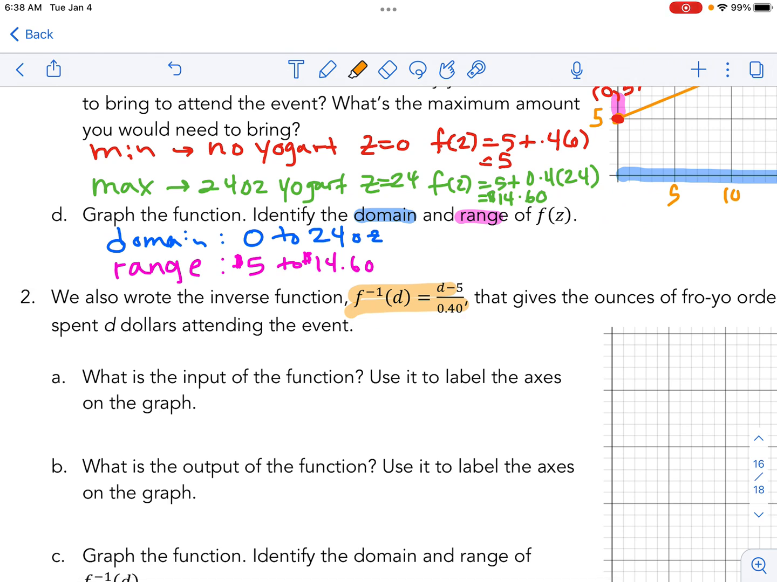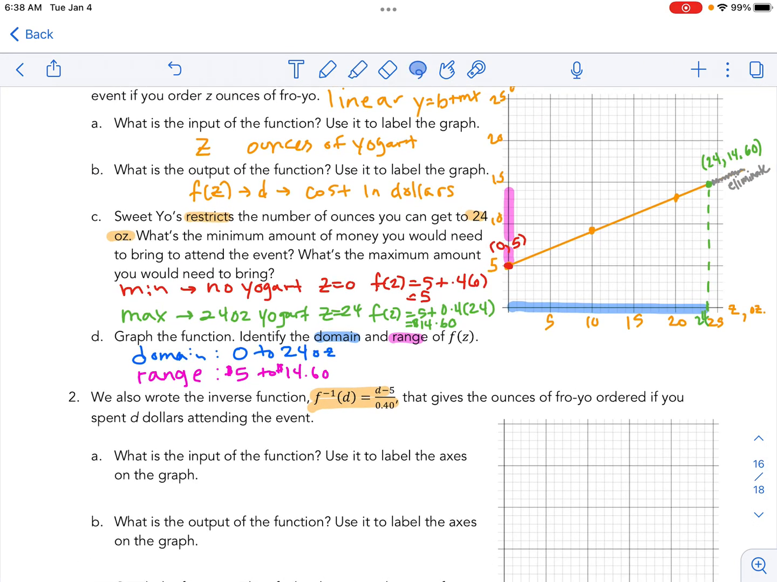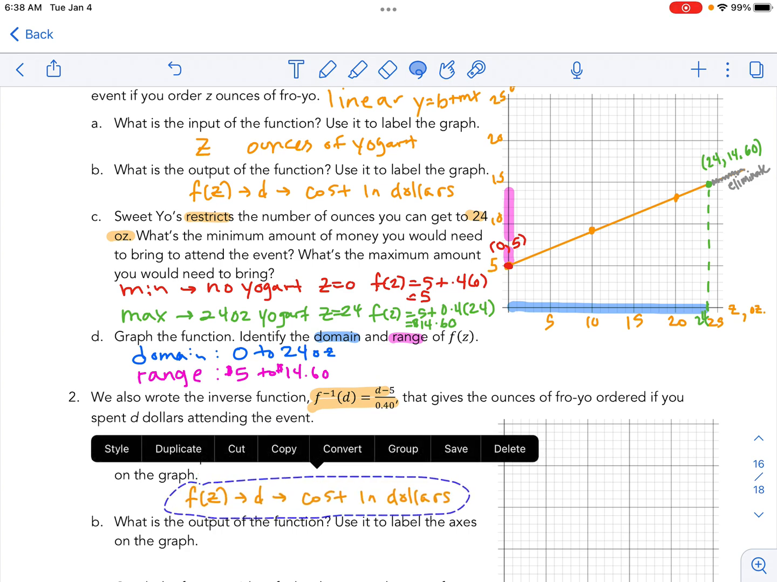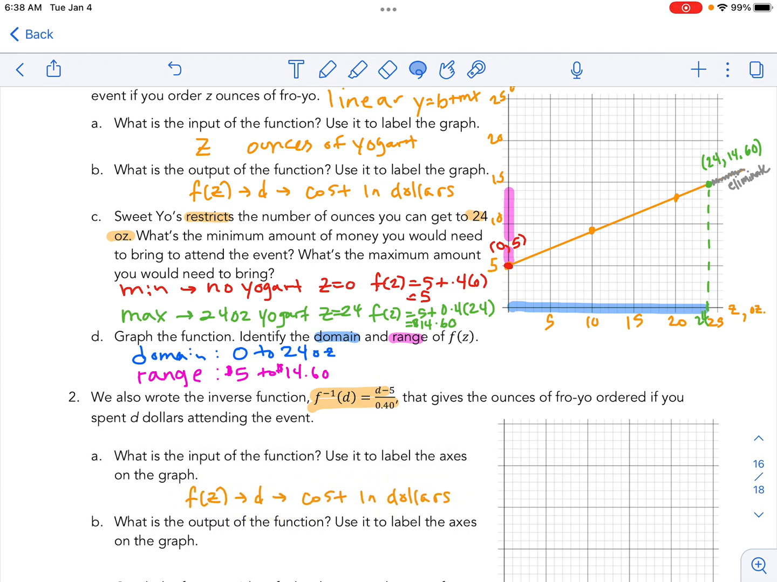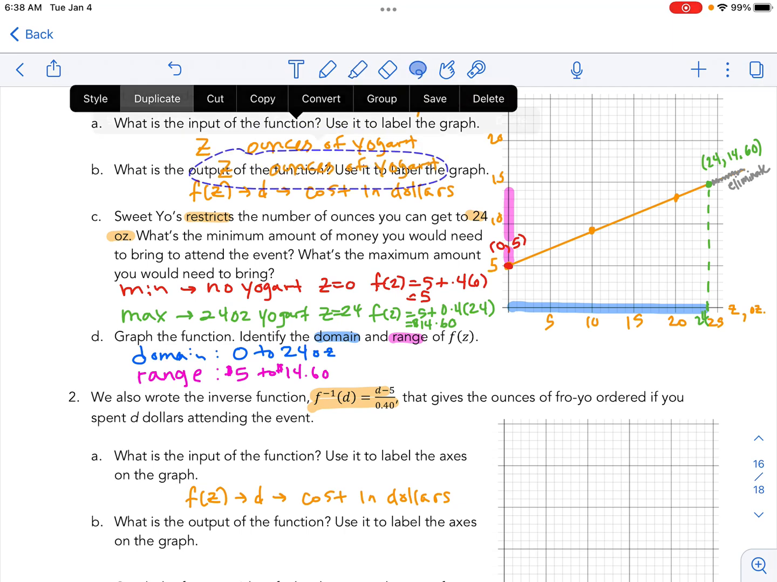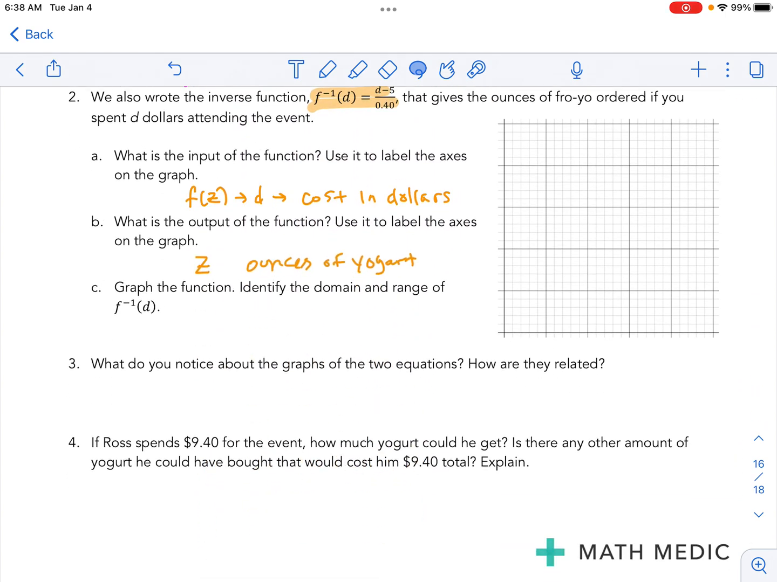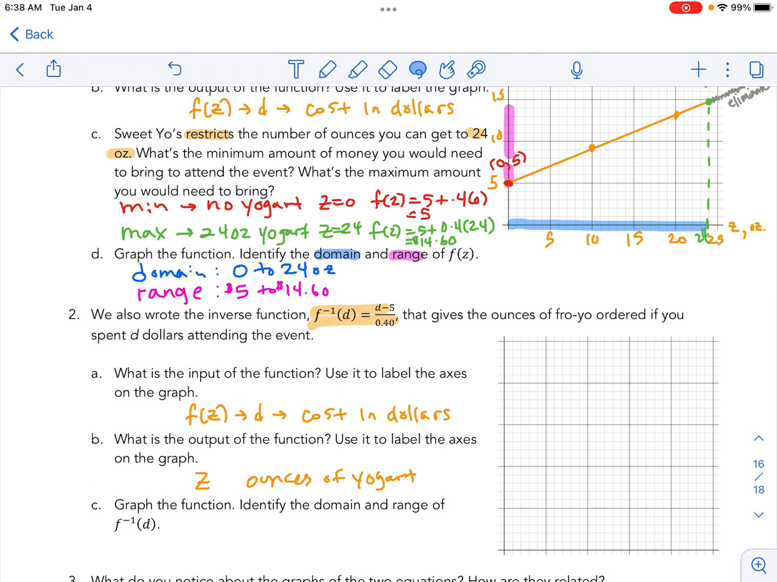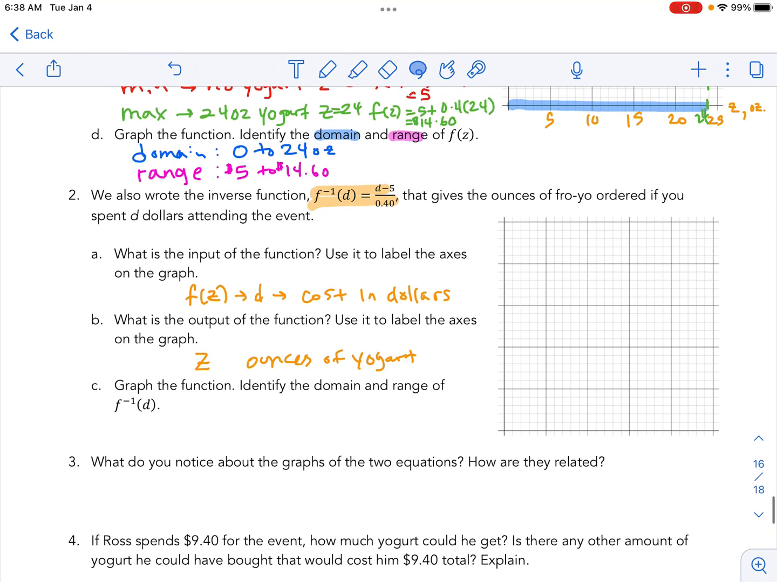I'm actually going to literally take this and duplicate it and bring it down here so that word for word it's the same. Our input is now the cost in dollars. And our output, I'm going to do the same thing here. I'm going to duplicate this and bring this down. Our output is now how much yogurt can I buy, right? That's the inverse relationship, which means that if those flip, then the domain and the range flip, right? Because we're literally flipping our x's and our y's.